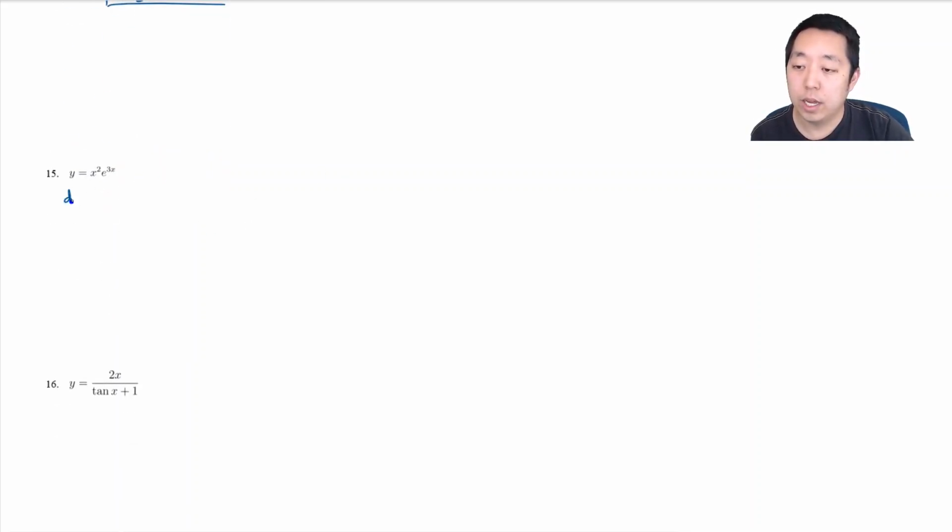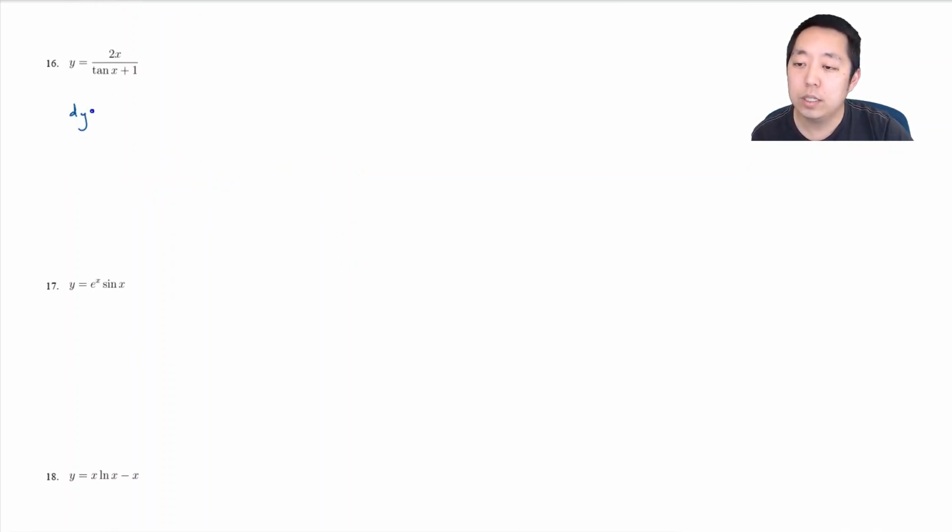Here for dy, I'm going to do the product rule. I'm going to do the first, which is x squared, times the derivative of the second. The derivative of e to the 3x is just e to the 3x, but because the inside's not x, I have a chain rule. I'm going to multiply it by the derivative of the inside, which is 3. And then the derivative of x squared times e to the 3x. And then all of this is going to have dx times it, because that's how the differential rules work.